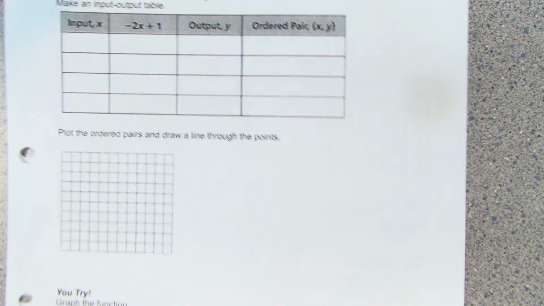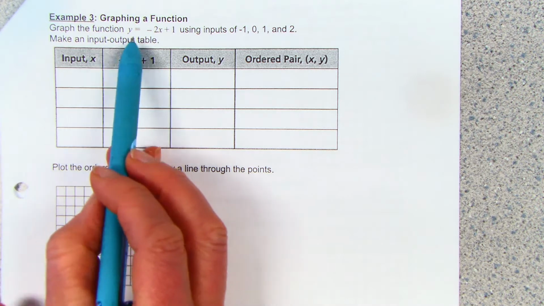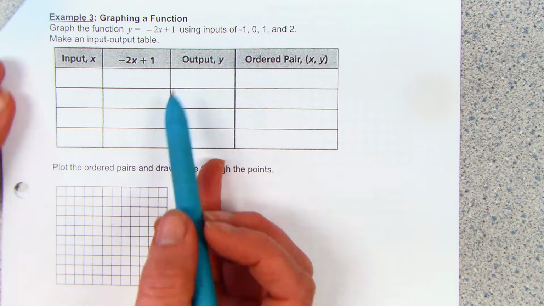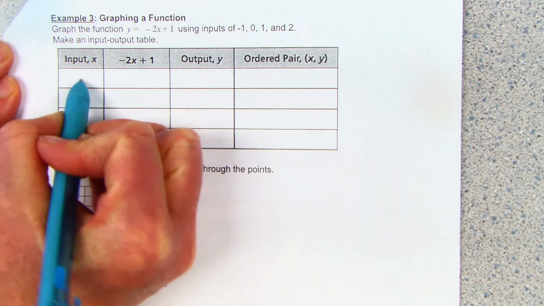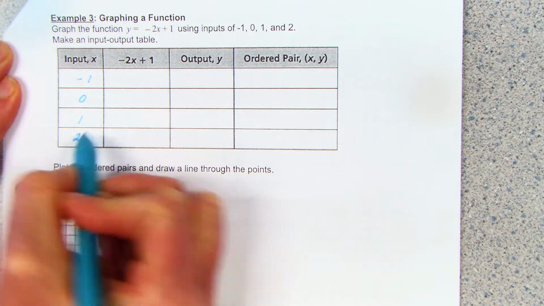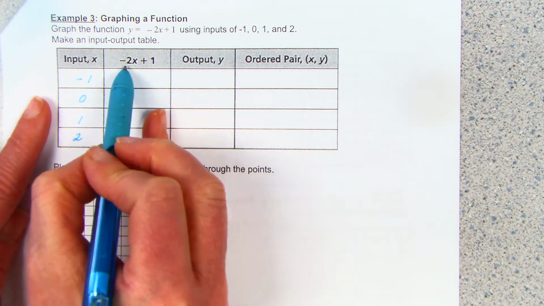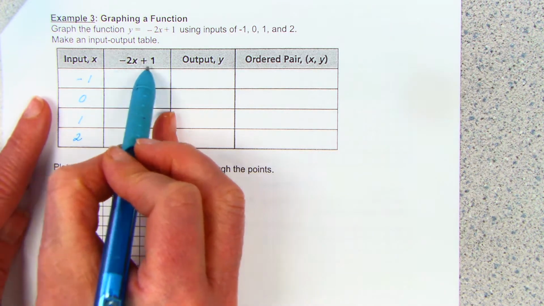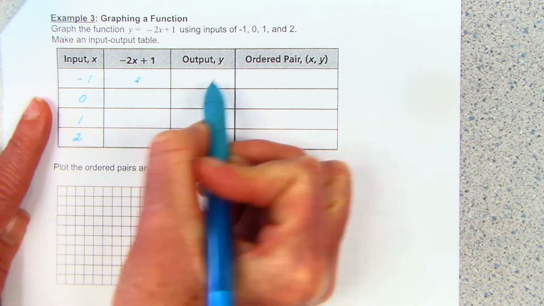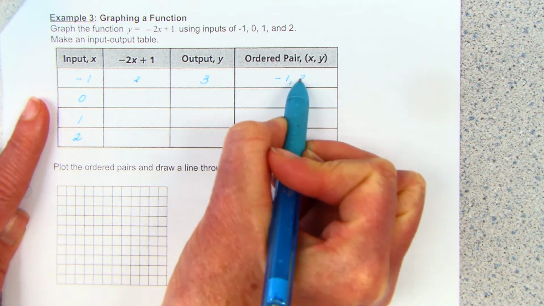Okay, so now we'll do one practice. Graphing the function y equals negative 2x plus 1 using the inputs of negative 1 and 0 and 1 and 2. And so when I substitute negative 1 in, I've got negative 2 times negative 1 is 2. 2 plus 1 is, oh, I'm supposed to write that all out. And then this is negative 1, 3.